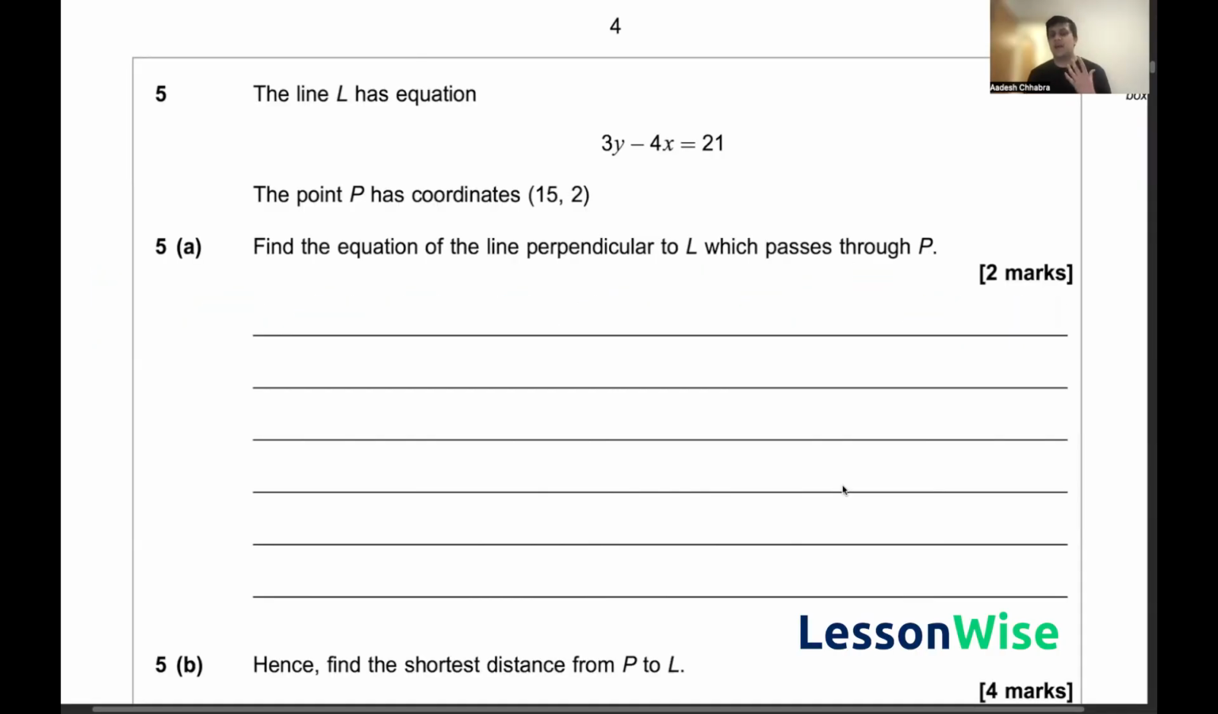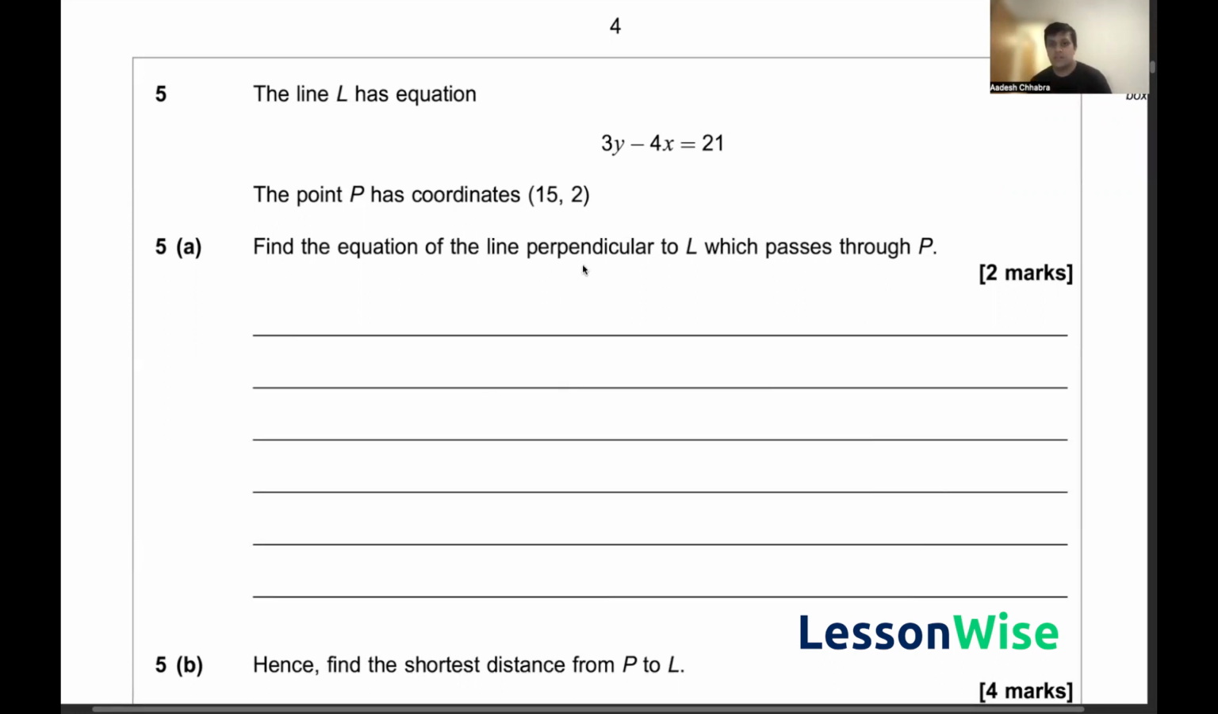We've been given a line L with the equation 3y minus 4x equals 21 (as given, "3y minus 4x plus 21"), and the point P, which has coordinates (15, 2). We're supposed to find the equation of the line perpendicular to L, which passes through P.